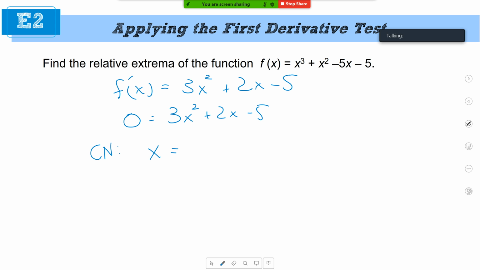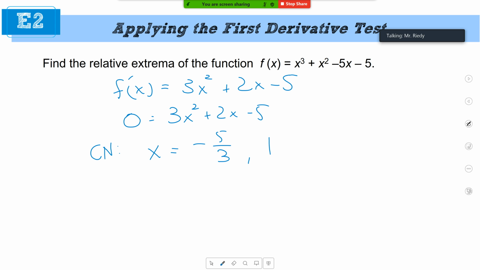So 3x plus 5 factor, x minus 1. It does factor? Yeah. Good. So just cut to the chase and tell me what the critical numbers are. Negative 5/3 and 1. So Mitch tells me negative 5/3 and 1. Can somebody confirm that? Beautiful.